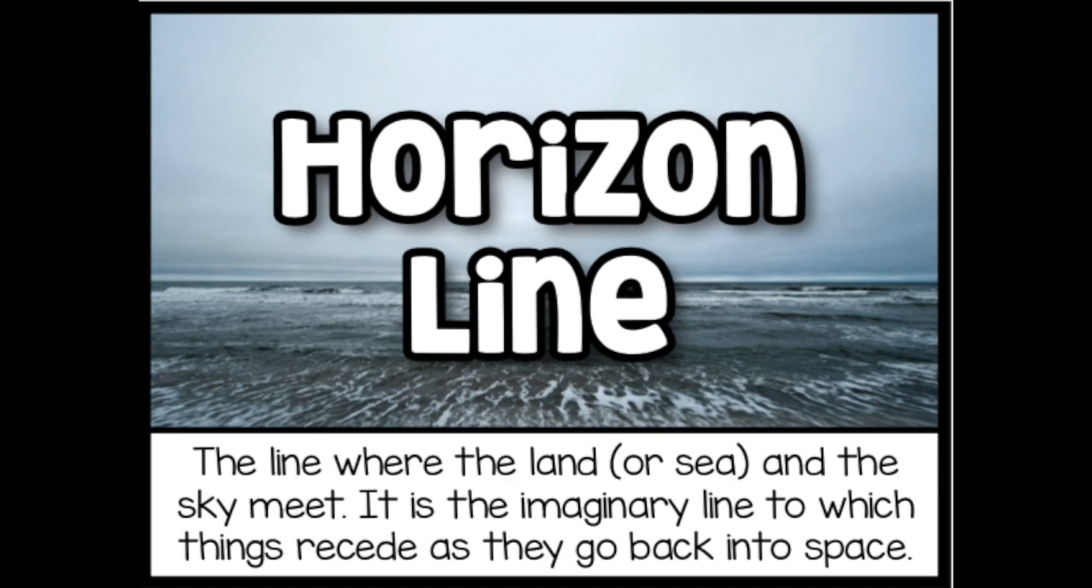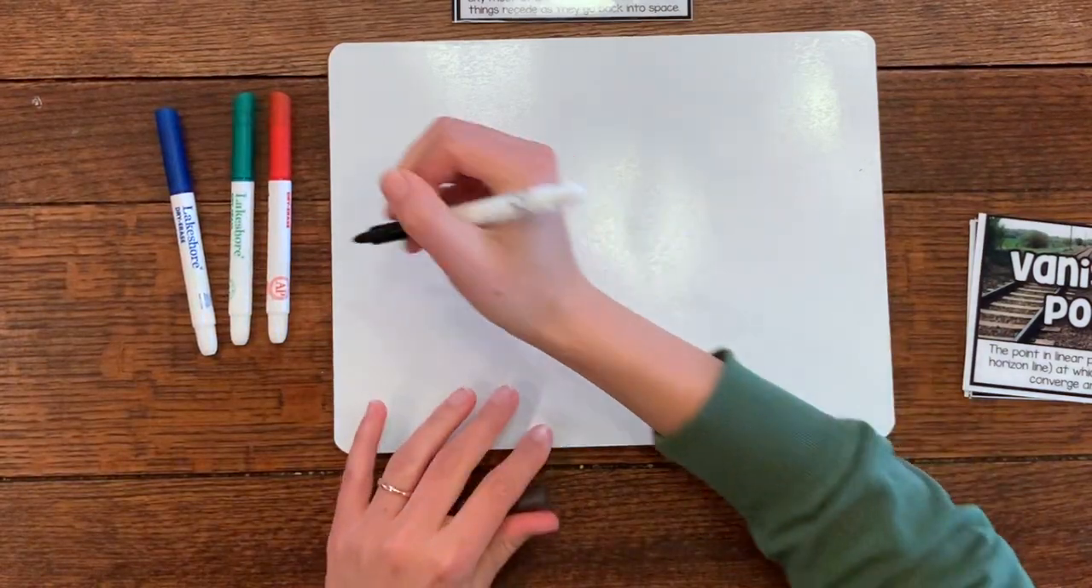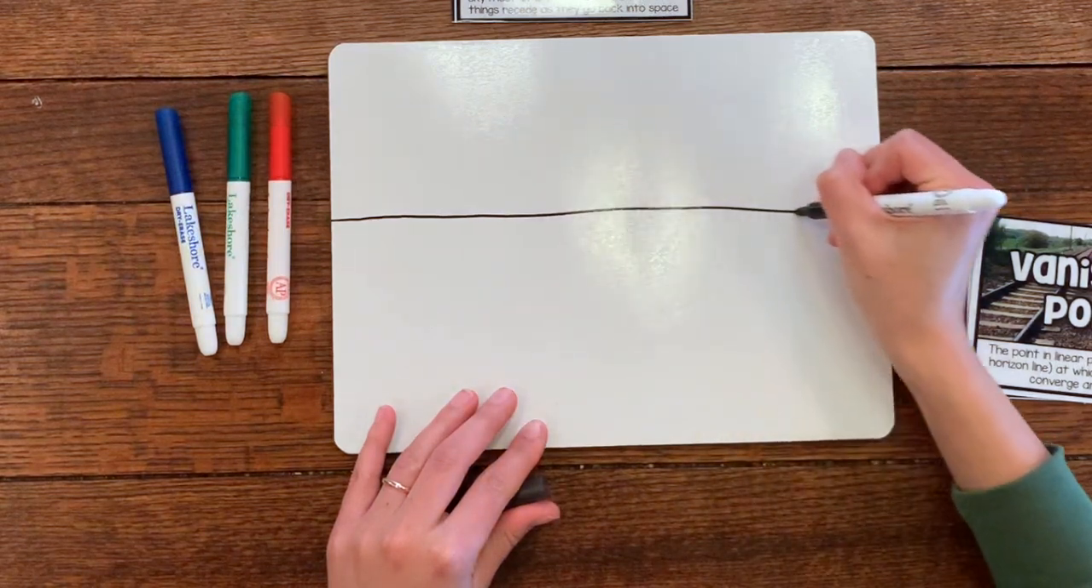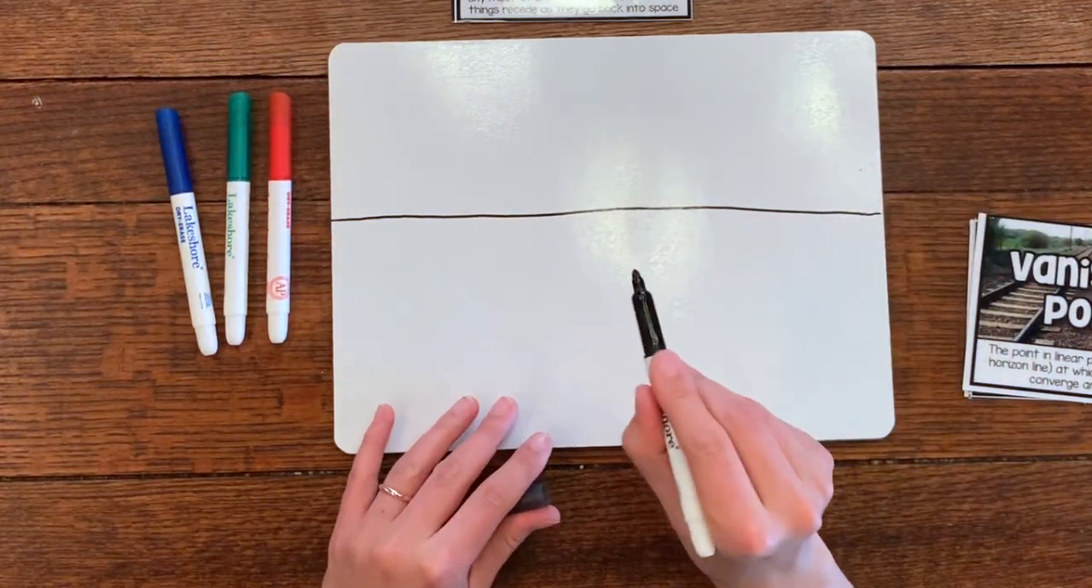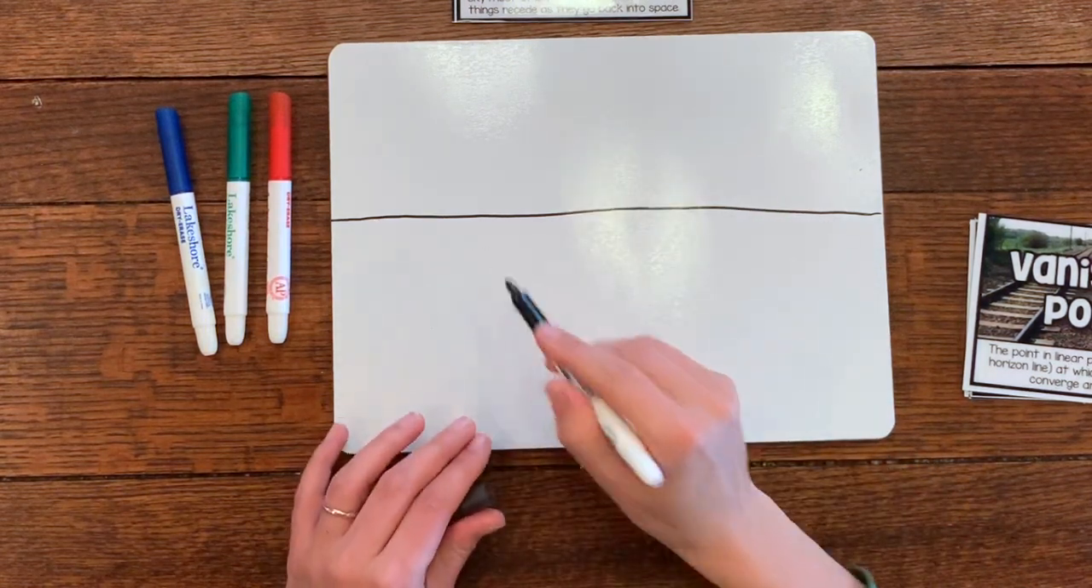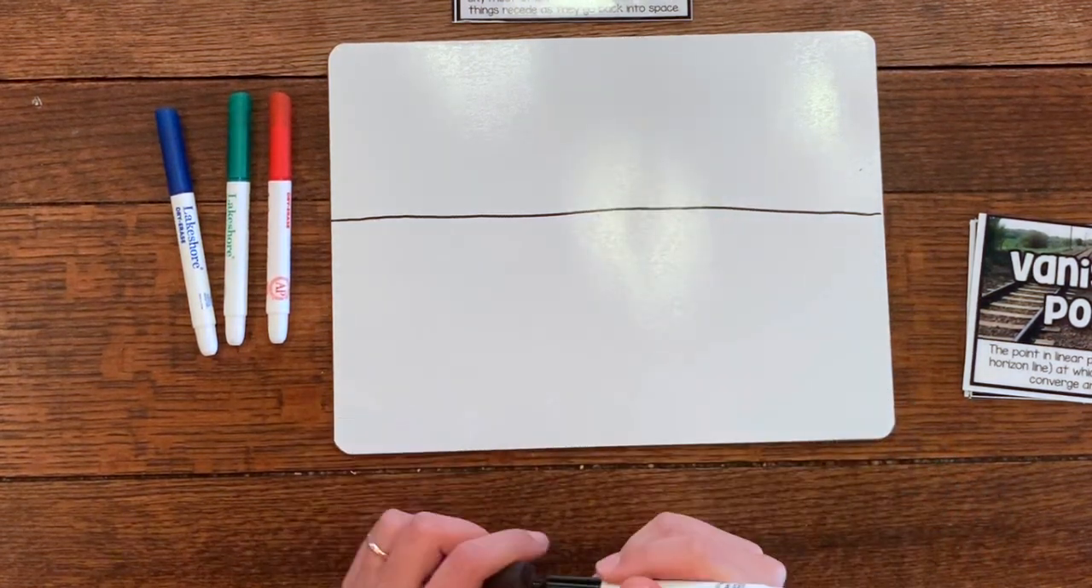The horizon line. So the horizon line is the line where the land or sea and the sky meet. It's an imaginary line to which things recede as they go back into space. Now, the horizon line is actually the viewer's eye level. So if there were a person standing right here, this line would be where their eyes are looking. So this is where the sky and the land meet.